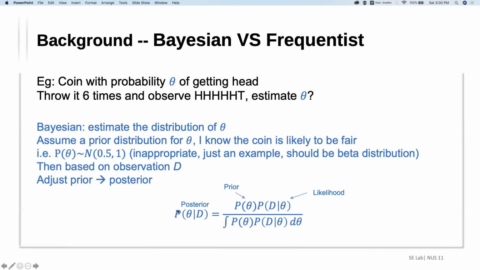If we visualize, let's look at the formula again. Maybe you can explain this formula a bit as well. This is just Bayes' rule. This is my prior, and my likelihood is given by the probability distribution of D given theta. If I want to compute the posterior distribution, then it's just applying the Bayesian formula.